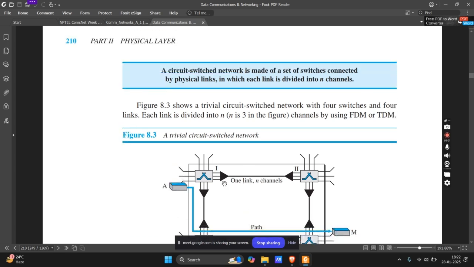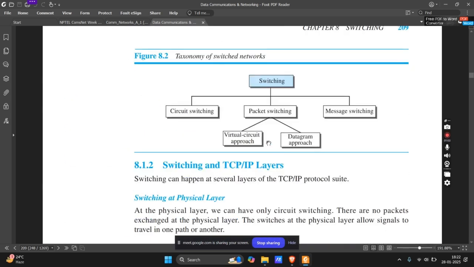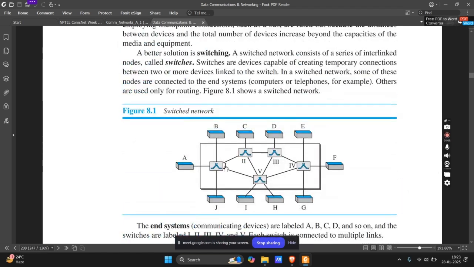Why do we need multiple channels in these switches? Because switch 1 is connected to 2 and to 5. Switch 2 is connected to 3, to 1, and to 5. Say A is sending to H, A is also sending to I, and B is sending to H and G. Like that, there are multiple requests going on together.